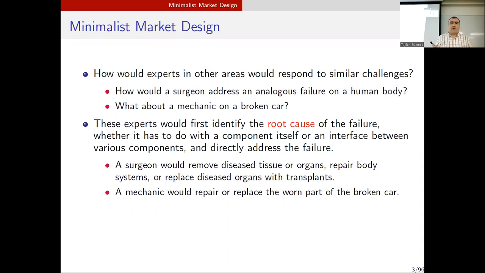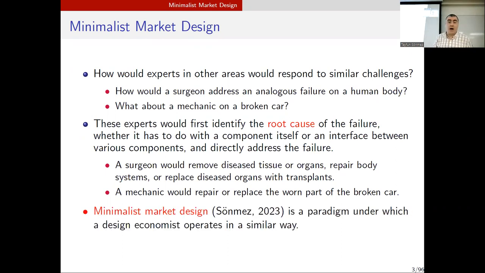How would they deal? Well, what these experts would do is first identify the root cause of the failure. And this is the most important phrase, root cause. And it is what differentiates what I'm doing from most other people, okay? So they would first identify the root cause of the failure, whether it has to do with a component itself or an interface between various components, and they would directly address the failure. Right, they would not mess with unbroken parts of the car or human body. A surgeon would remove diseased tissue or organs, repair body systems, or replace diseased organs with transplants. A mechanic would repair or replace the worn or broken part.